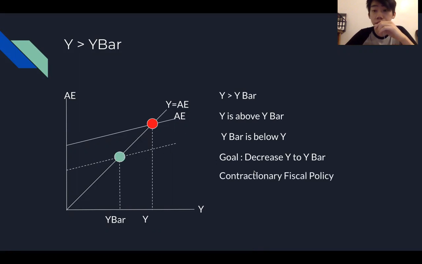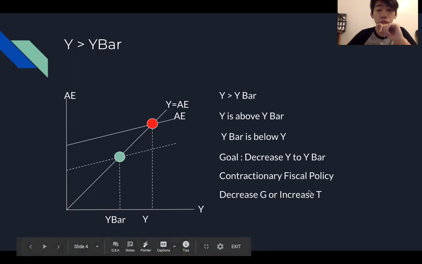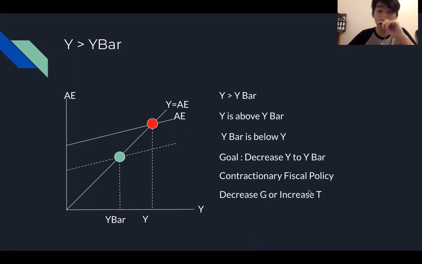So this is contractionary fiscal policy. This is a decrease in G or an increase in T. Once again, remember that these things affect your consumption or your government spending in the Y equals C plus I plus G plus NX equation. And so this shifts the AE curve downward. When you shift the AE curve down, you have a new equilibrium at Y bar.